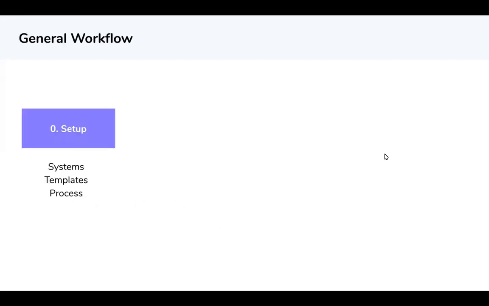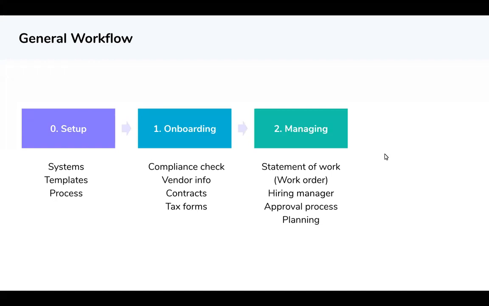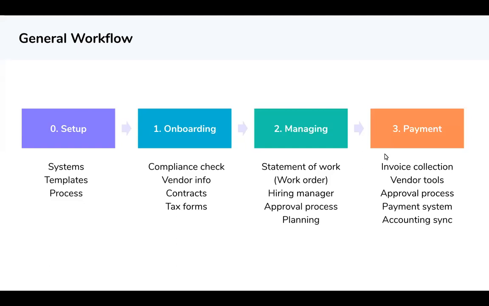So now let's look at the workflow in a bit more detail. As mentioned, you first want to take the time to set up the process and systems for your company. And then when you're ready to bring on the liquid workers, you want to onboard them as efficiently and properly as possible. And once they're onboarded, you can start working with them. You'll need that set of proper expectations and what you're looking for through these clear work orders. And once the work has been completed, they'll need to send you invoices so you can pay them. So let's go through these sections a little bit more.